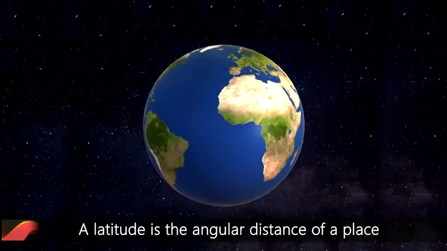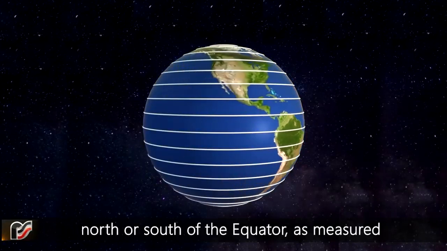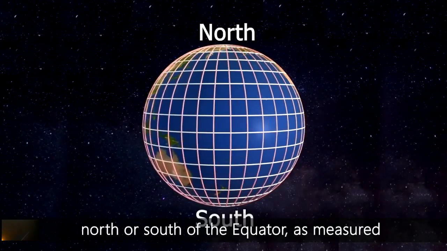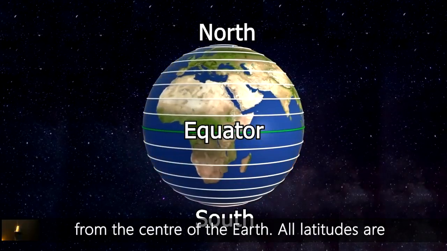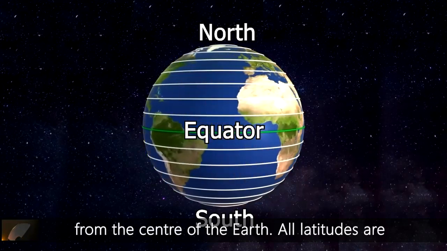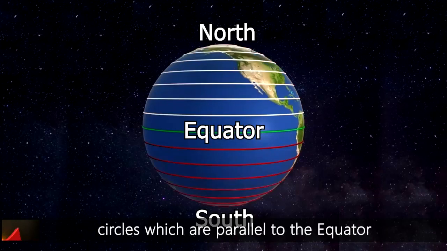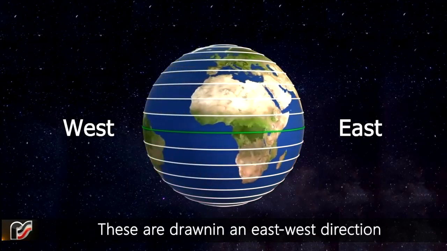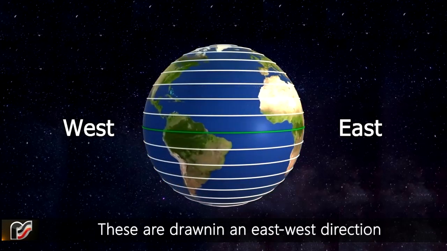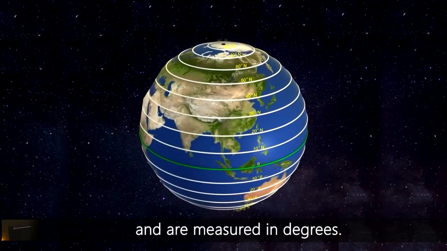Parallels or latitude. A latitude is the angular distance of a place north or south of the equator as measured from the center of the earth. All latitudes are circles which are parallel to the equator. These are drawn in an east-west direction and are measured in degrees.